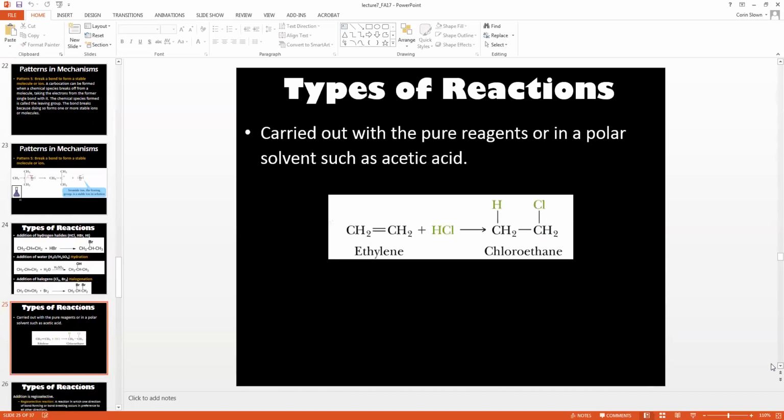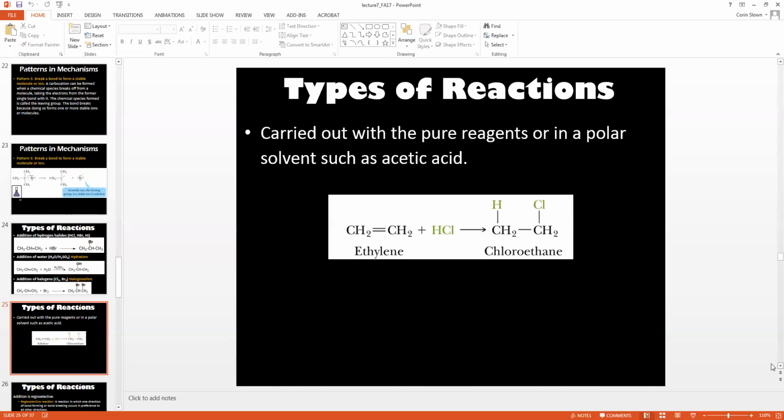Let's take an example. So this is a reaction that can actually be carried out with pure reagents or in a polar solvent such as acetic acid. I have ethylene and HCl. In this case, the ethylene is going to abstract or take the proton away from HCl. It's going to then form a carbocation. That carbocation is highly reactive, and the chloride or Cl- ion is going to directly attach.